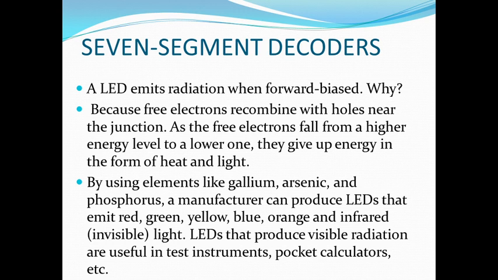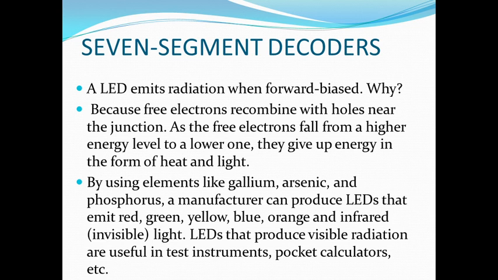An LED emits radiation when it is forward biased. Why? What is the reason? What is the difference between an LED and a normal diode? A normal diode, when it is forward biased, doesn't radiate emissions, but an LED is a light emitting diode. That means it emits light when it is forward biased, because the free electrons recombine with the holes near the junction.